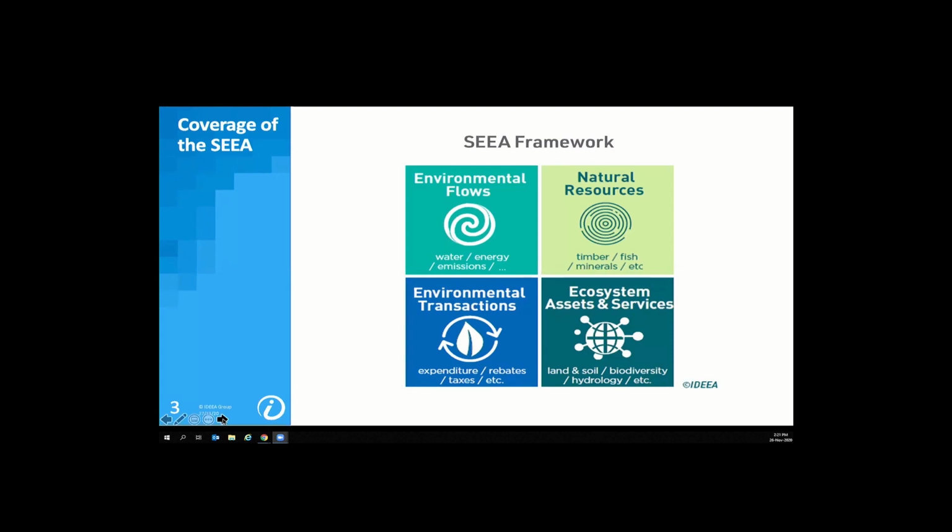So there's measures of environmental flows of water and energy and waste, air emissions. There's information on natural resources, looking at timber and fish and minerals in a classic natural resource accounting perspective. There's information on environmental transactions: environmental taxes and subsidies, expenditure on the environment. The environmental transactions are currently recorded in the standard national accounts, but the SEEA helps to tease those out and gives them a particular focus. And then the final part of the picture is on ecosystem assets and the services that they provide. And that's a more recent part of the SEEA picture.